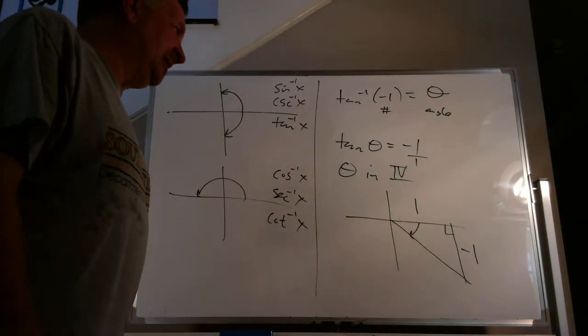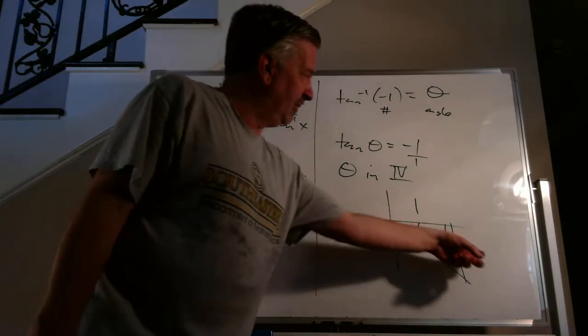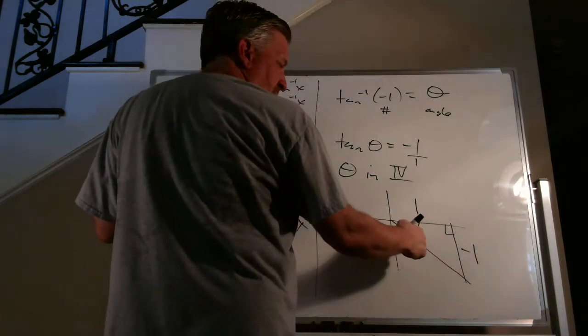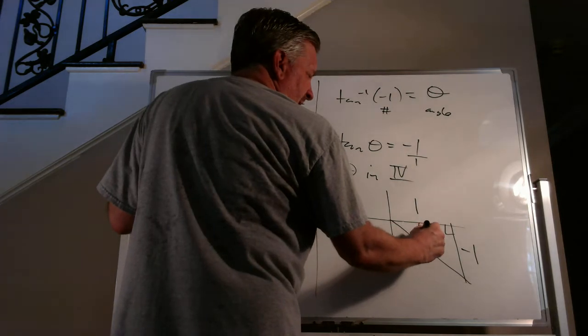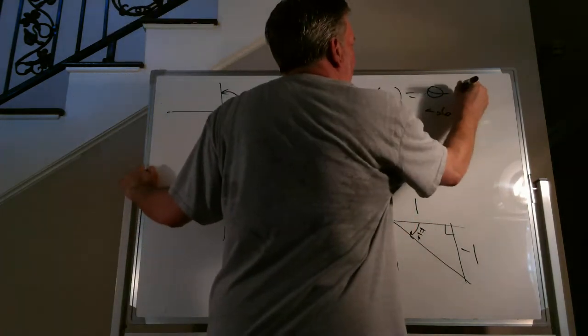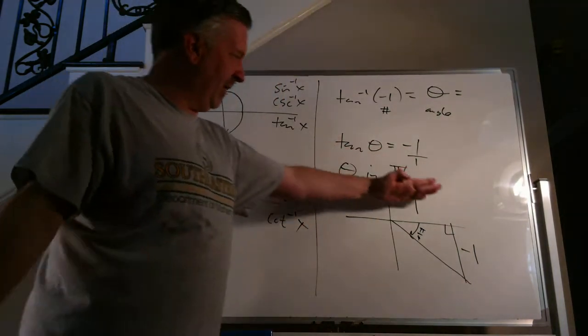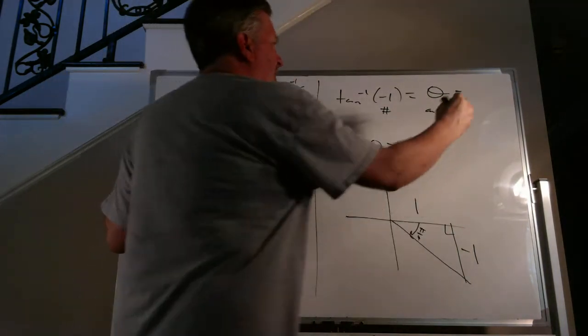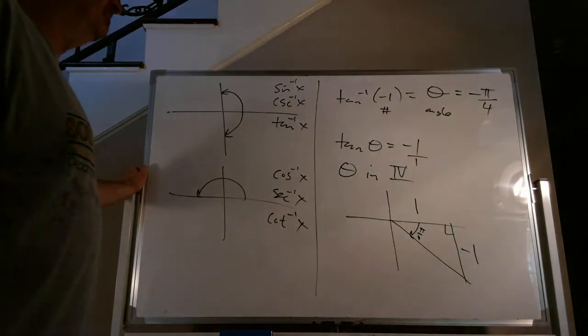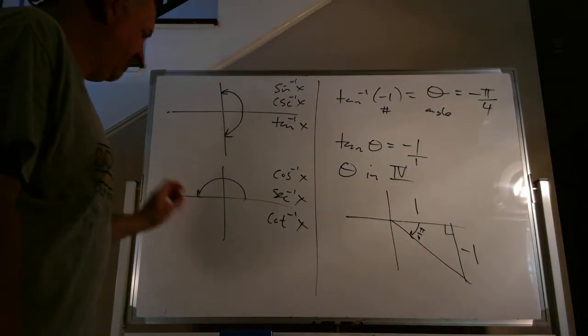Well, I don't really need the other side. Again, the two legs have the same length, which means this is my special triangle, my 45, 45, 90. The reference angle is 45 degrees, or pi over 4. Now be careful. What is the actual angle theta? It has a negative rotation, so it's negative pi over 4.